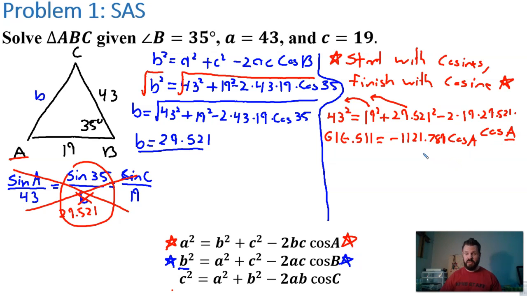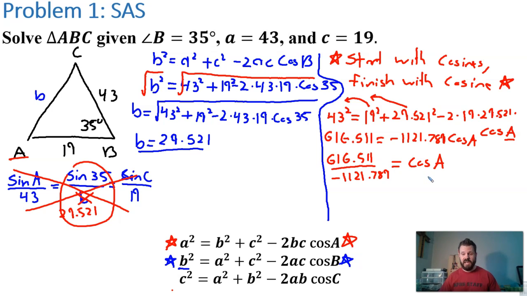Next up what I'll do is I'll divide both sides of the equation by the negative 1121.789. So that'll give me 616.511 divided by negative 1121.789 is equal to cosine of A. And I'm not actually going to calculate this out on my calculator. I'm just going to leave it like that, because when I do this division, if I round at all, it's going to really throw my answer off.